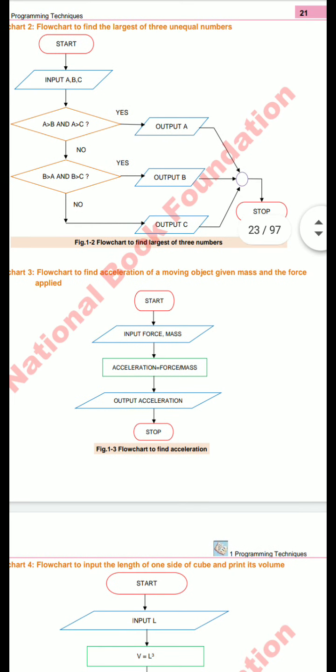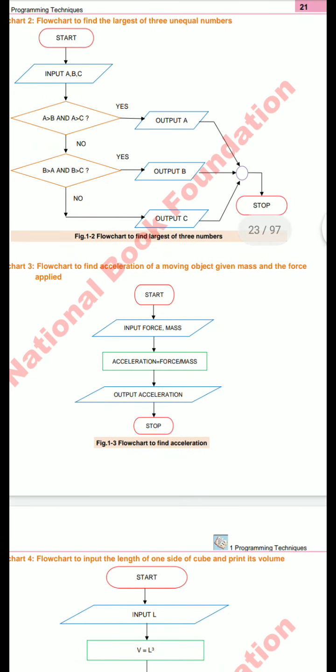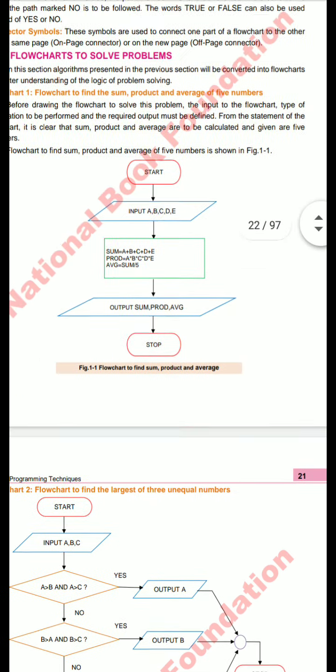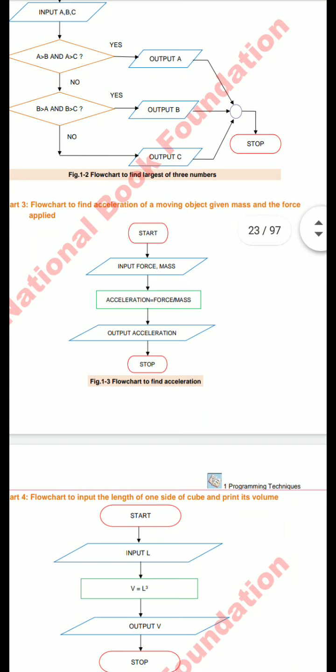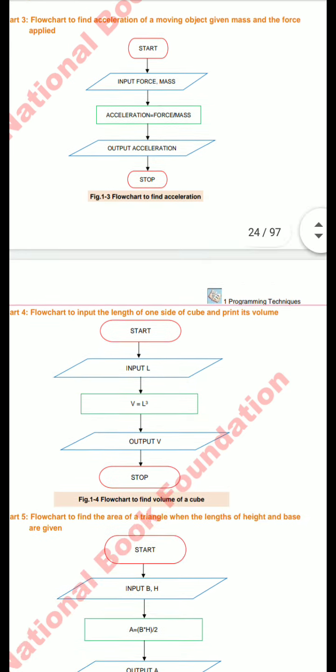Next is the flowchart to find the acceleration of a moving object given mass and force. This is the same as flowchart number 1. The given input is force and mass, and you put the formula of acceleration. F is equal to ma by using the second law of motion, Newton's second law, and a is equal to force divided by mass, and after putting the formula the result will be the output and stop.